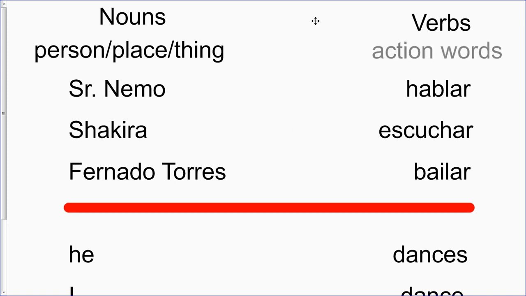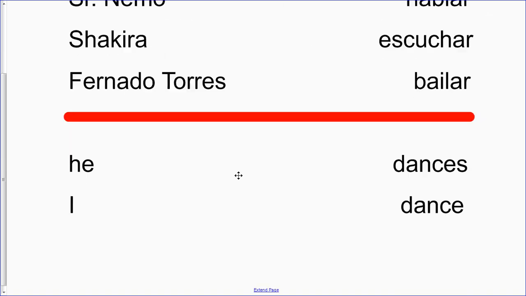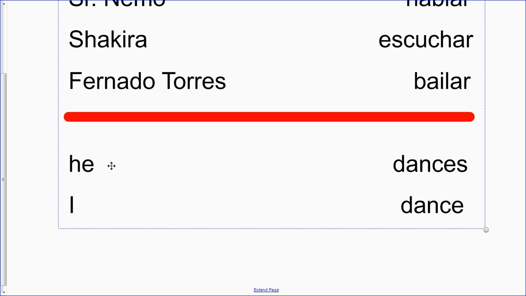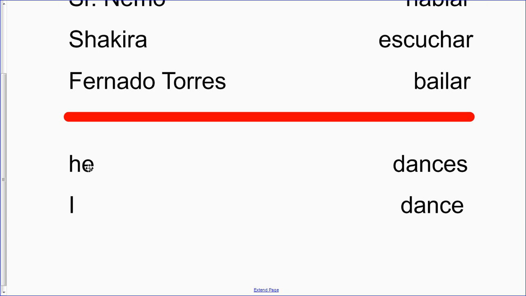Verbs are action words, and as I've showed you before, nouns and verbs always have to match each other. So, for example, can you say he dance or I dances? Of course, we've talked about this. You need to say he dances or I dance.